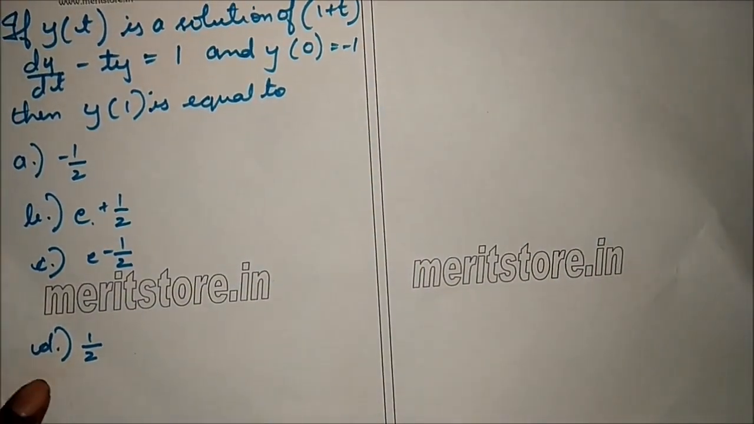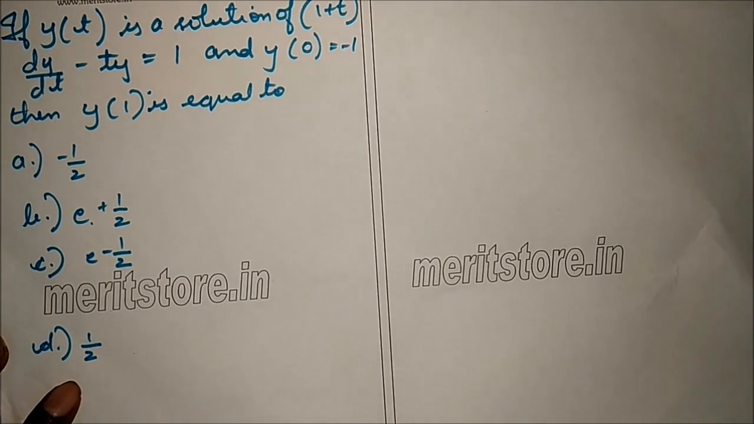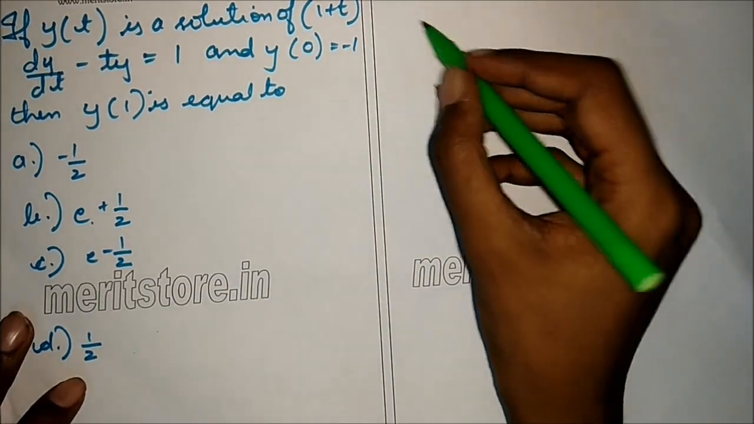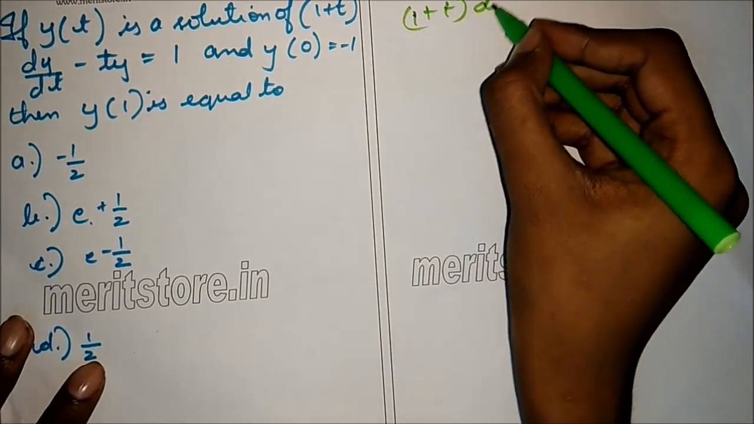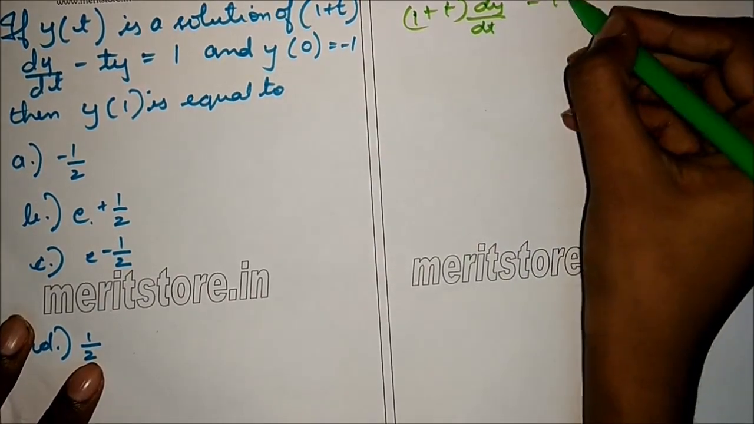If y of t is the solution of 1 plus t dy by dt minus ty equals 1, and y of 0 is minus 1, then y of 1 is equal to what? So y of t is the solution. The given differential equation is 1 plus t dy by dt minus ty equals 1.